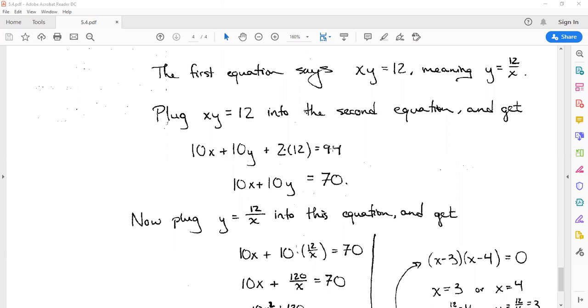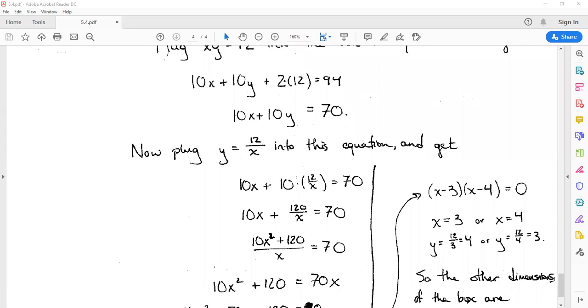Okay, so continuing on, I'm going to take the point of view that I was following up here before I got a little sidetracked, that if x times y equals 12, then y equals 12 divided by x. And so I've got this equation, 10x plus 10y equals 70. Well, I'm going to plug y equals 12 over x into the y part of this equation and see what happens then. So we get 10x plus 10 times 12 over x equals 70. Okay, so then we get 10x plus 120 over x equals 70.